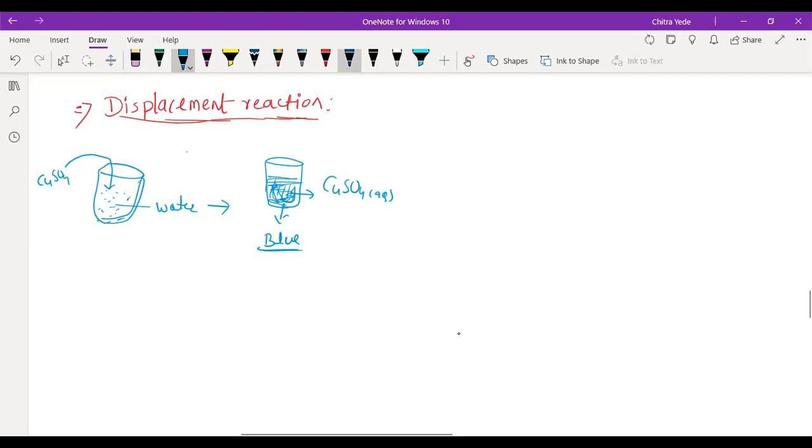Now, if we add an iron nail in it, this is the iron nail. The symbol of iron is Fe. We have only 10 minutes to complete this session because Zoom is allowing only 40 minutes.